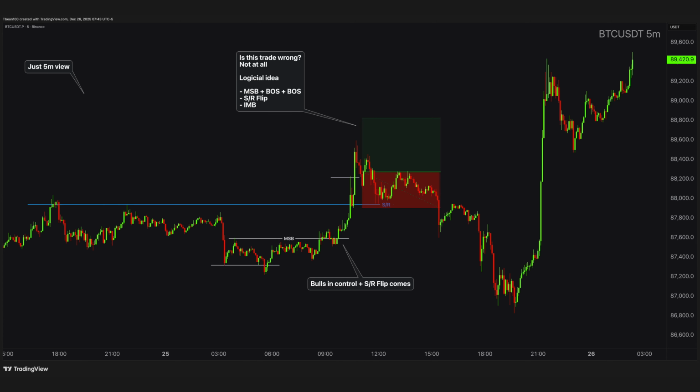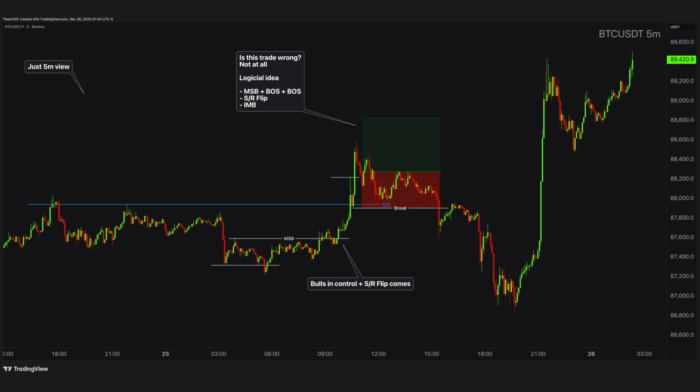But this trade ended up failing in the end. However, a failed trade does not mean the idea itself was wrong at all. This is actually a very solid and great trading idea. And if I see this setup again, I will take it over and over and over again without hesitation. It really doesn't bother me at all when a setup like this loses once.